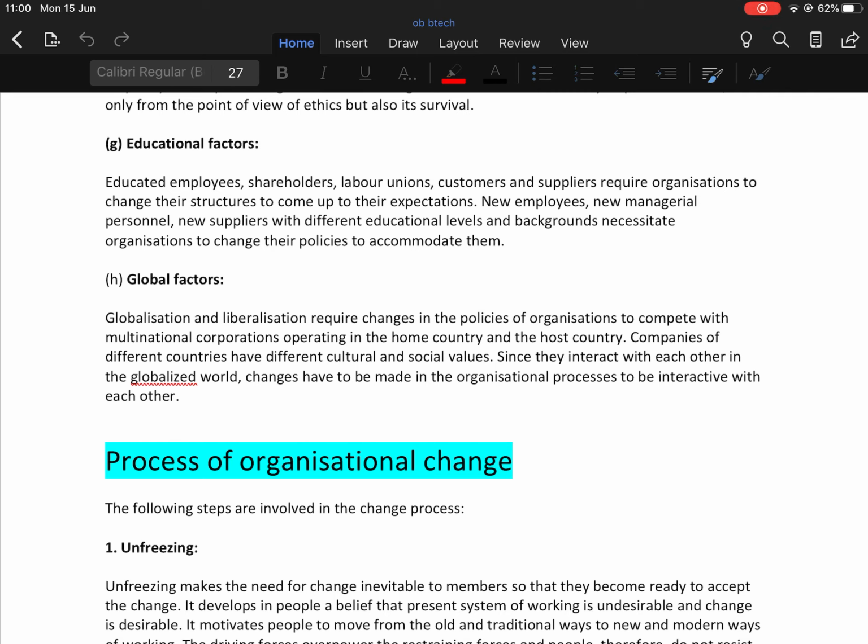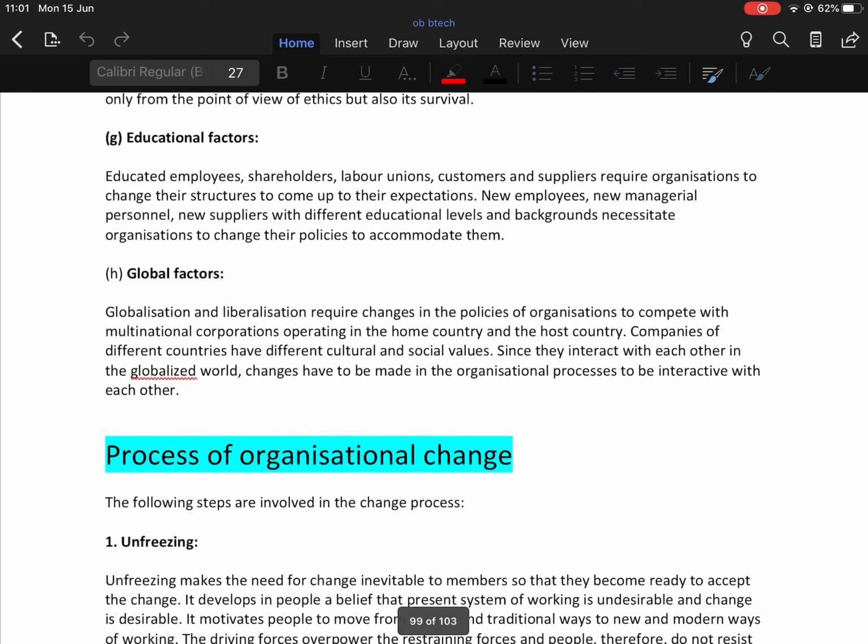So companies of different countries have different cultural and social values. Since they interact with each other in the globalized world, changes have to be made in organizational processes to be interactive with each other. Home country, I would like to explain, is where the head office of the multinational corporation is, for example, PepsiCo. PepsiCo's home country is America, whereas India and other countries where it is having operations or offices are the host countries.